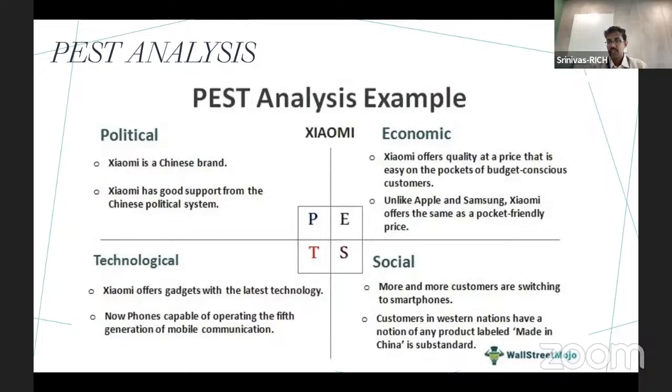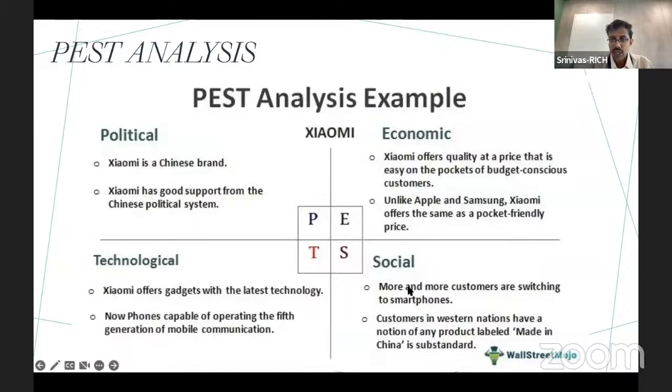Economic. So Xiaomi offers very cheap products, pocket-friendly, for budget-conscious consumers, unlike Apple or level 1 products which are on the premium side. Technological, it could be that they put in the latest technology, and they are able to compete even with the best of the best, maybe slightly lower in terms of the features, but really there, right? So new phones capable of operating on 5th generation mobile communication. So those are technology aspects.